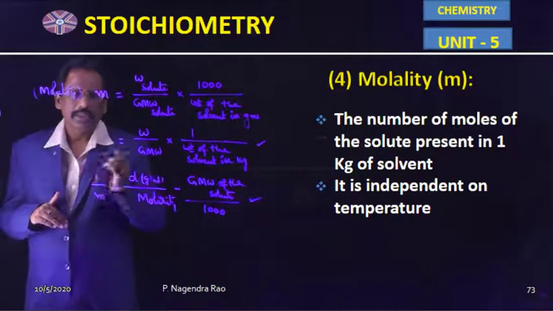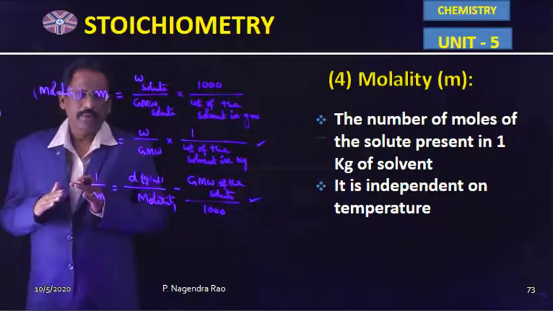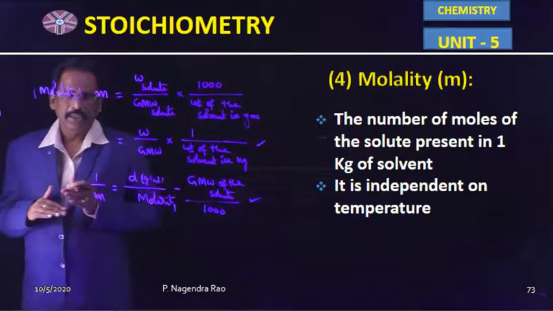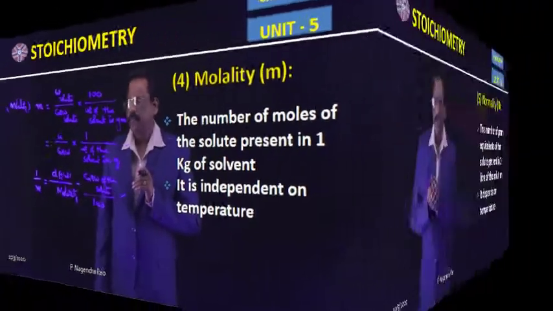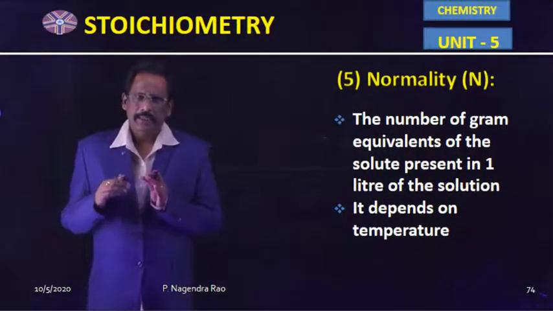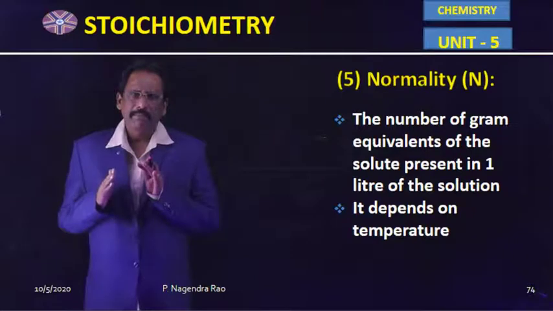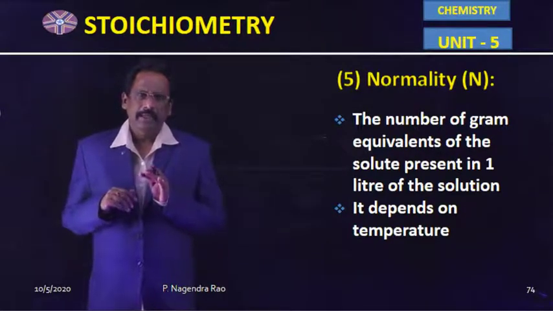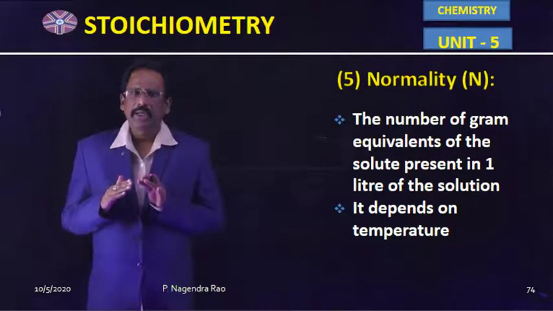So this is about the molality. Like mole fraction, molality does not depend upon the temperature, but molarity depends upon the temperature. So this is the difference between molality and molarity. Next one is normality. It is defined as number of gram equivalents of the solute present in 1000 ml of the solution. It is defined as number of gram equivalents of the solute present in 1 liter of the solution.